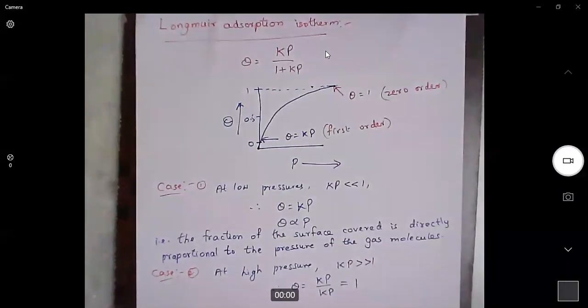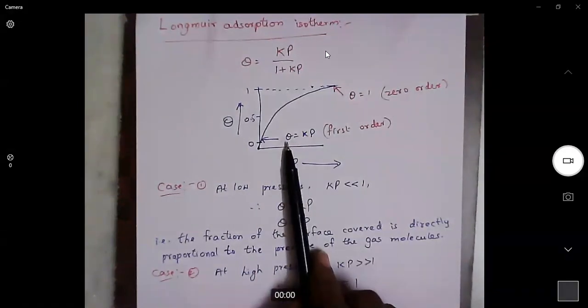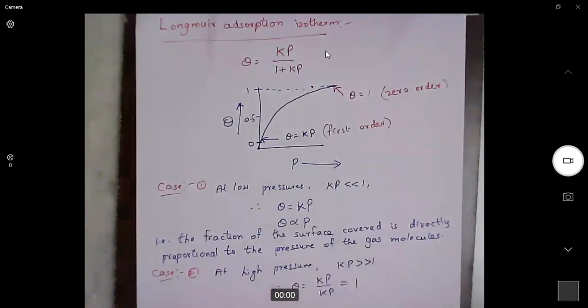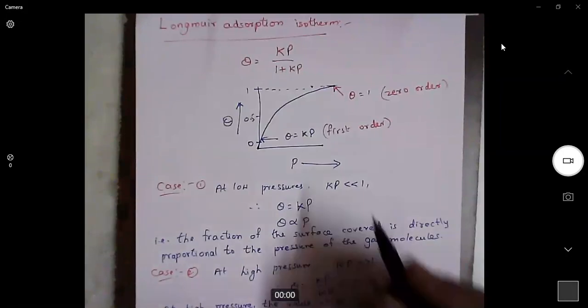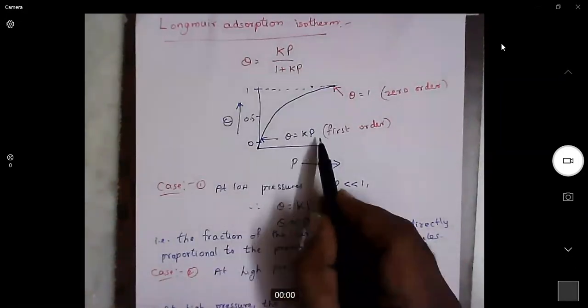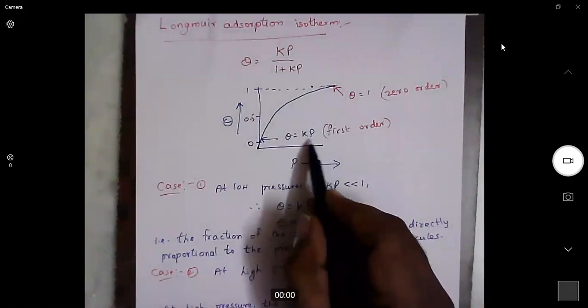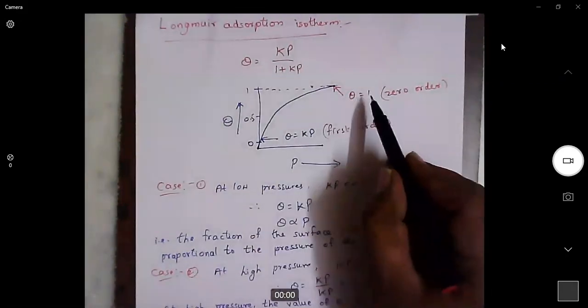At very high pressures, the Langmuir adsorption isotherm does not depend on pressure. So the fraction of surface covered is zero order with respect to pressure. At low pressures, the fraction of surface covered is directly proportional to pressure, so it is first order with respect to pressure. So at low pressures, theta is directly proportional to pressure, and at high pressures, theta is independent of pressure.